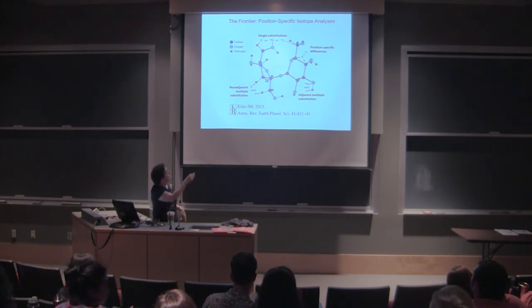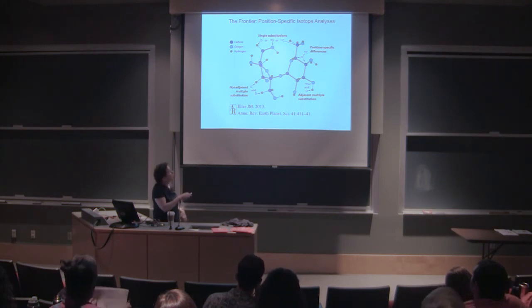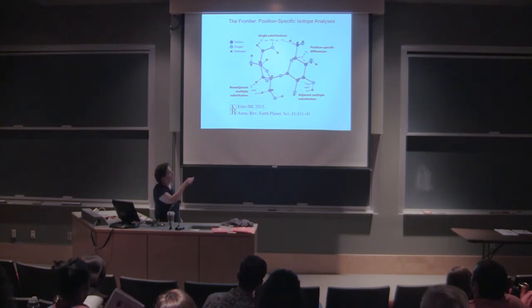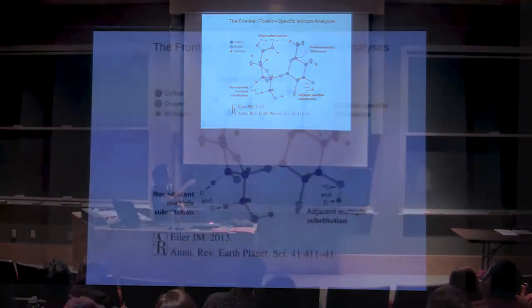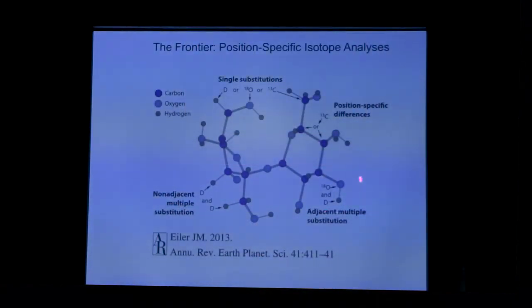What we're all familiar with is a single substitution on a molecule of one or the other isotopes. Or you could have two isotopes together on the same molecule, but not necessarily sharing a bond. So they would be non-adjacent multiple substitutions. In this case, he's showing deuterium. Over here in this example, you have oxygen-18 and deuterium. They're both rare isotopes, and they share a bond. So that's the adjacent multiple substitution, what we know as clumping, right? That's the clumping term, but that's adjacent multiple substitution.